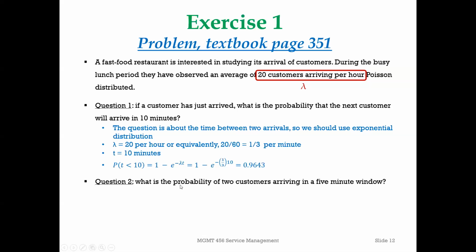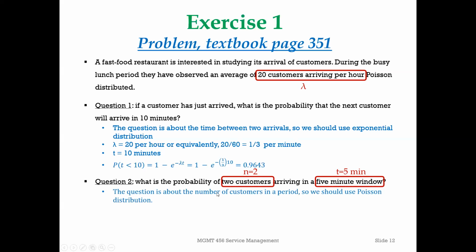Question 2. What is the probability of two customers arriving in a 5-minute window? Two customers in a 5-minute window. So number of customers in a time period. So it looks like we're going to use a Poisson distribution because it's talking about the number of customers in a time period. So two customers, that is n. n is equal to 2. t is equal to 5 minutes.